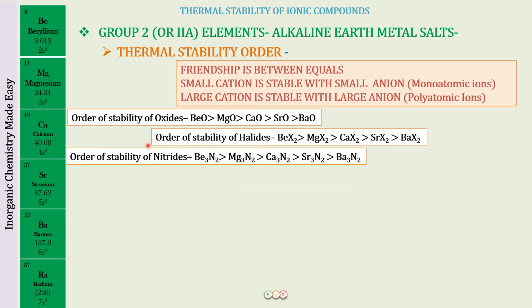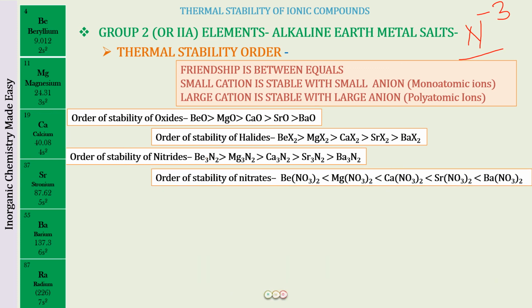Okay. Next, nitride ion, this is N3 negative. So you are not going to see that N2 is present. No, you have to see what is the ion. The ion is nitride ion. This is N minus 3. So this means this is a monoatomic ion. So it is going to be more stable with the beryllium atom. Down the group, stability is going to be decreasing.